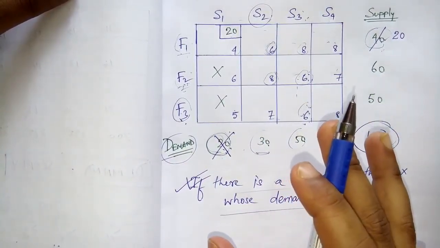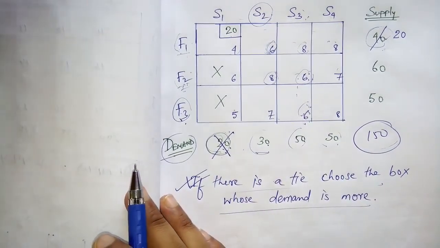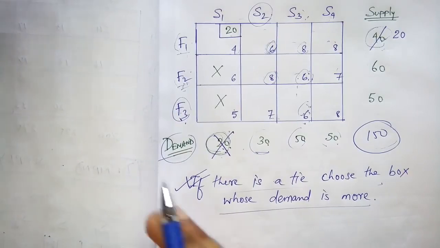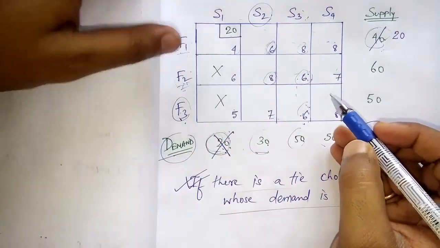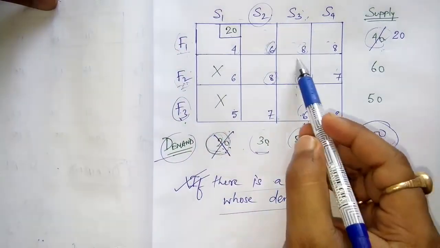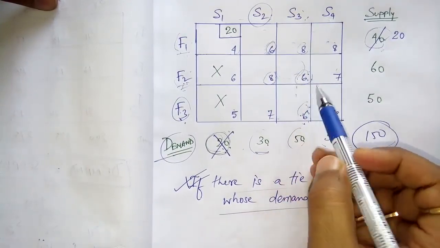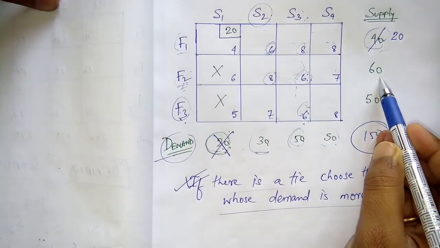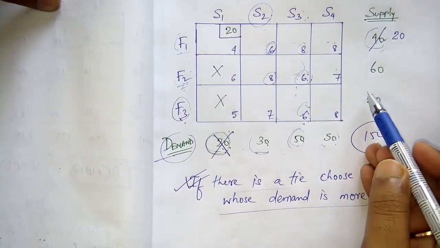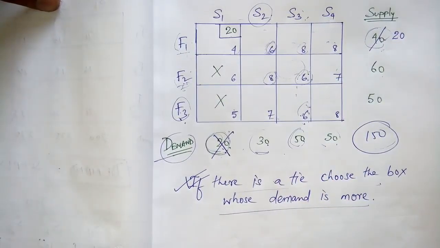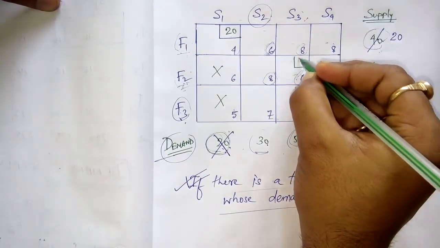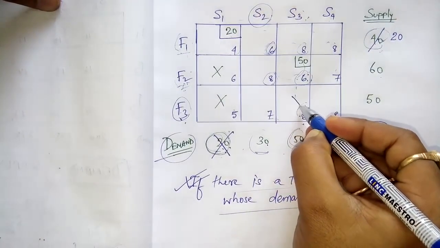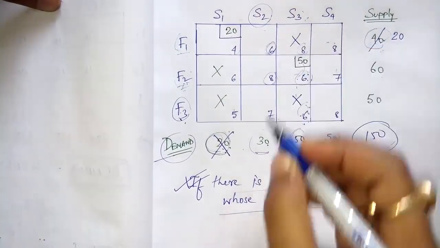The thing will be same. Okay. In your home, you try both the things and check whether the answer is the same or not. So if suppose I am choosing this box, what is the demand? 50. What is the supply? 60. If the demand is less than the supply, fulfill that demand. Very simple. So how much will I put? 50. If I put 50, automatically this box cancels out.